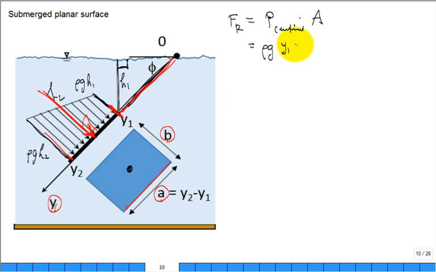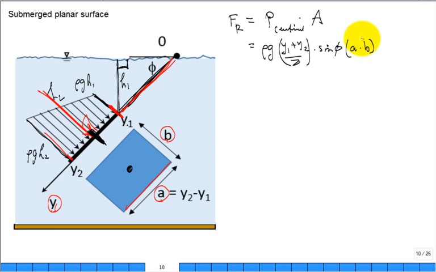How about (y1 plus y2) divided by 2 times sine of phi? That'll give me h at the centroid. If I do (y1 plus y2) divided by 2, doesn't it put it right in the middle? And then if I do the sine of phi, is that the right pressure? And then I multiply by the area, which is a times b for this problem. Right? Makes sense?